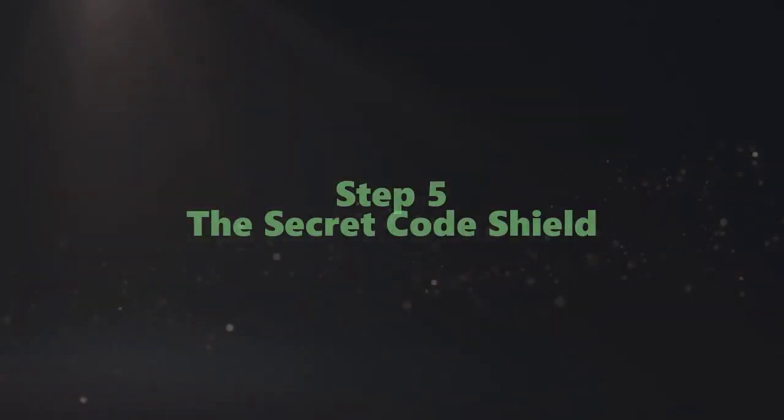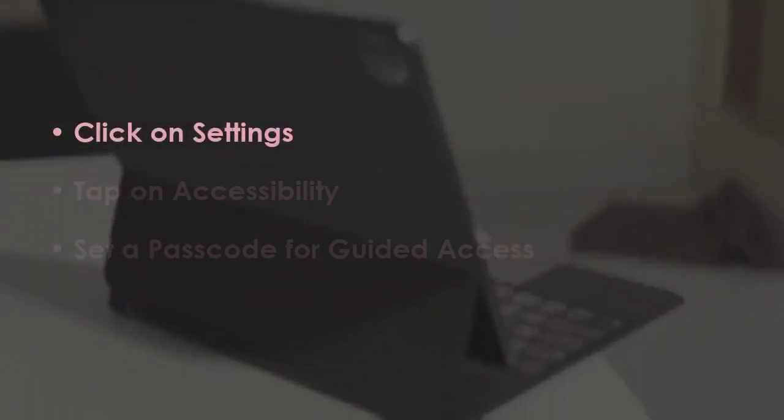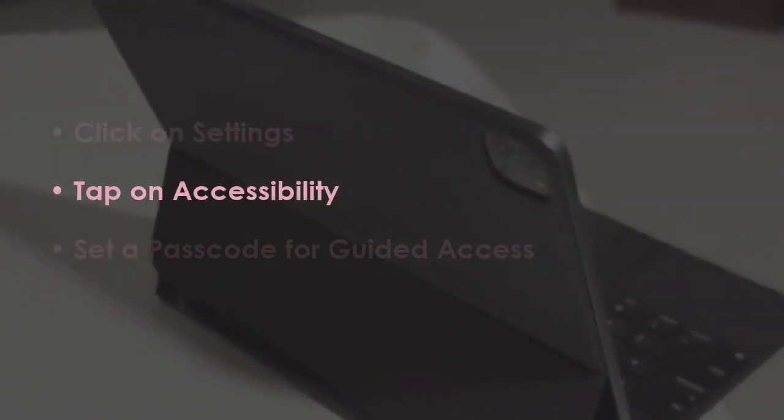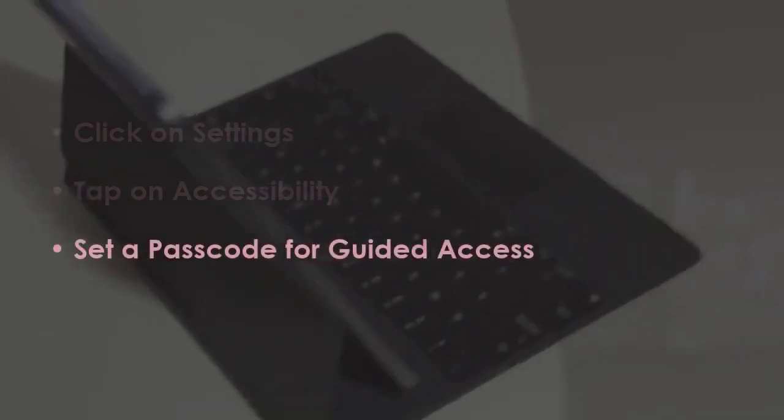In the next step, open Settings. Later, go to Accessibility. Later, set up a passcode for Guided Access. You are good to go.